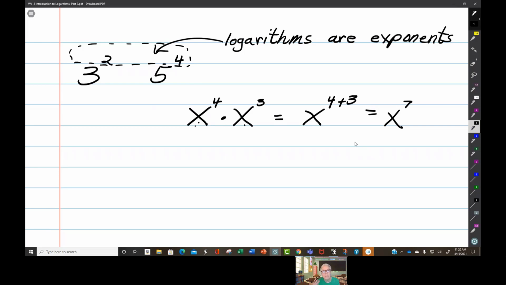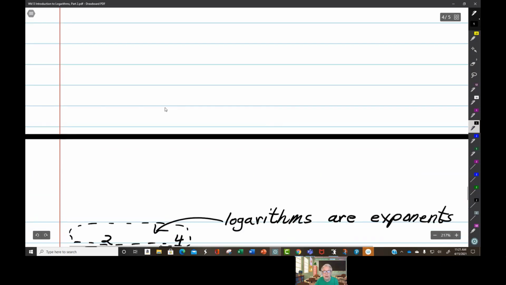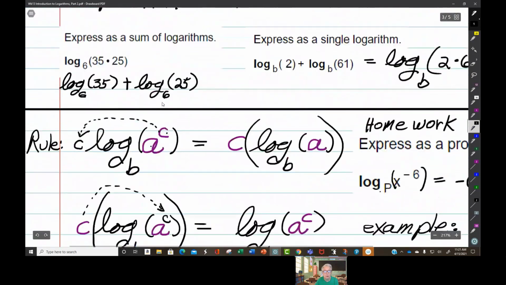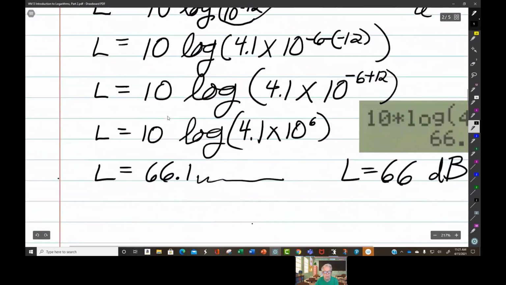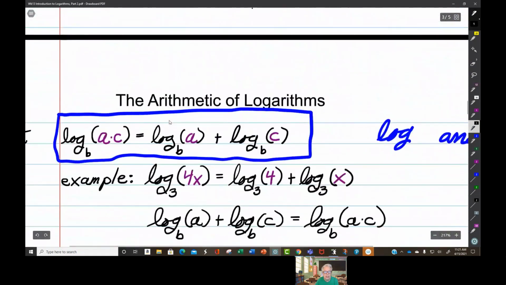If you want to imagine the exponents being alive, they know when they're added that on that lower level, multiplication is going on. So that's where we get the product rule. That's where we get that plus sign.